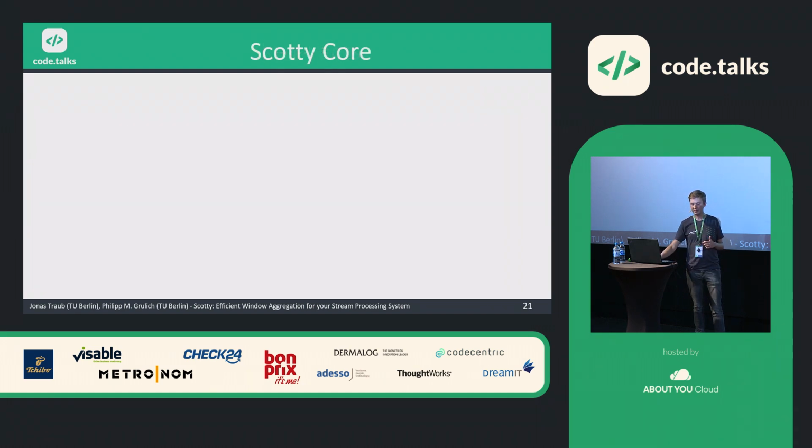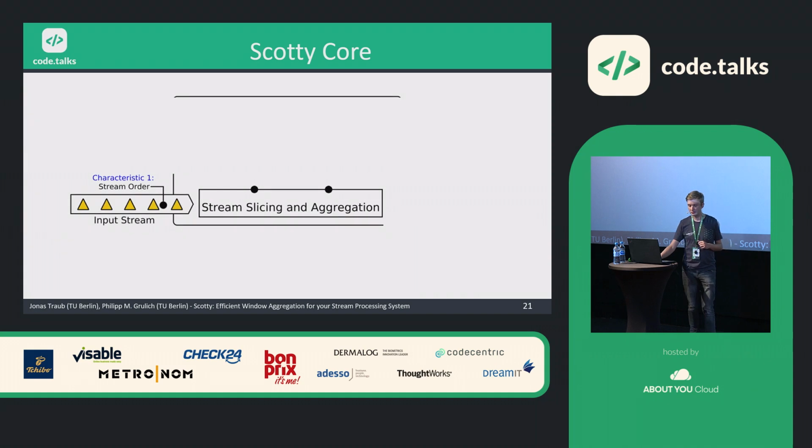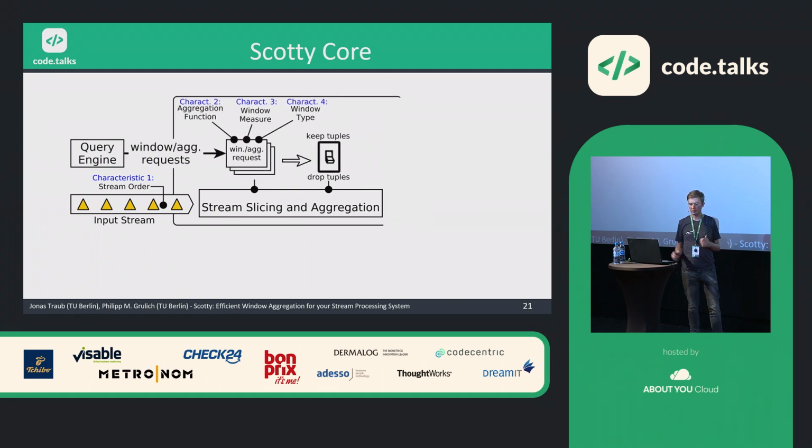So let's dive deeper into the architecture. You have on the left side your input stream, which is consumed by the window operator, which maintains the stream slices and computes the window aggregates. For doing so, you basically define window aggregation requests, which consist of the windowing function, the window measure, and the window type. And depending on this information, Scotty will determine if, for example, tuples have to be kept or can be dropped to improve efficiency.